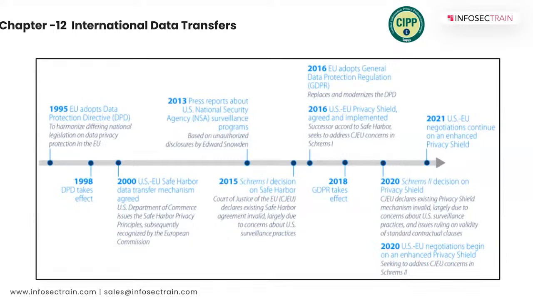So currently, after 2020, the US and the EU again entered into negotiation to create an enhanced privacy shield, and finally in 2023 they came up with the next version, which is called the European Union-US Transatlantic Framework, which is the latest version for doing an international data transfer to the US. Hope this history was interesting to you.